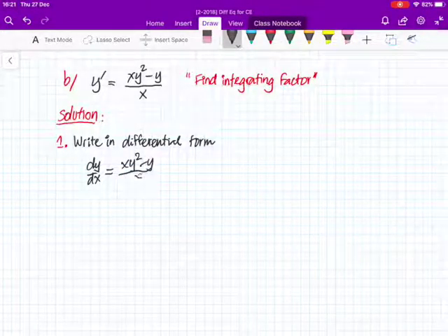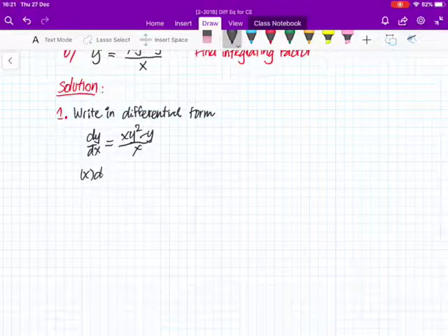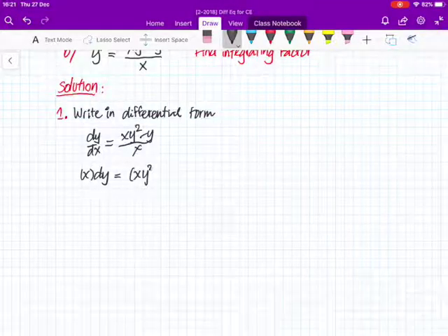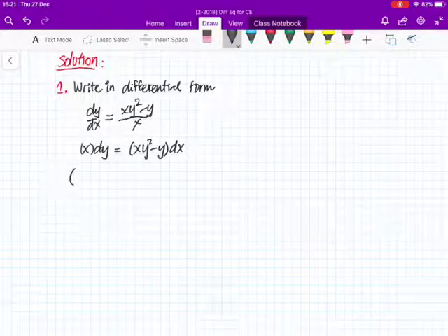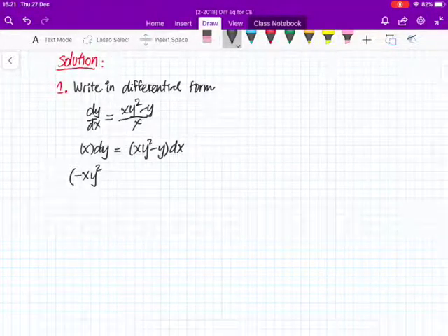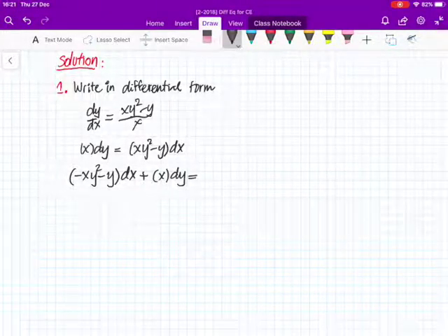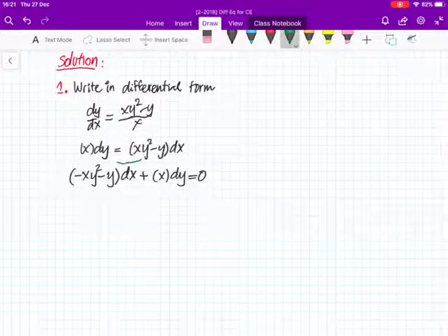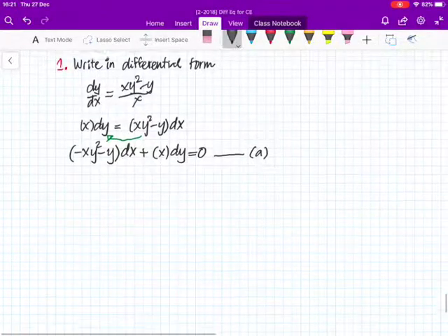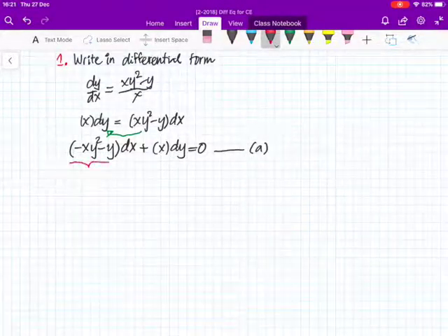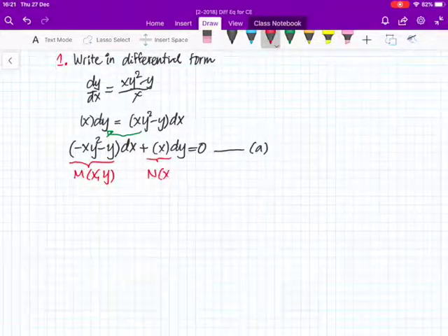Differential form, which is dy over dx equal to x. Or you can write it as x dy equal to xy power y is dx, and then rearrange it in differential form, just write like this. This means that I move this to the other side. So you get a new equation A, where this is M and this is N.